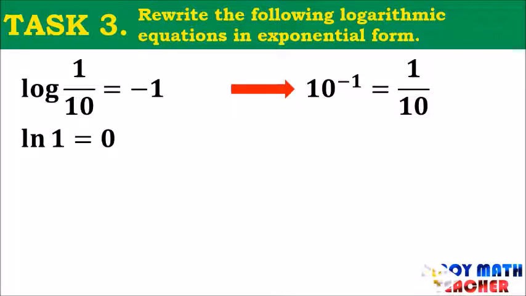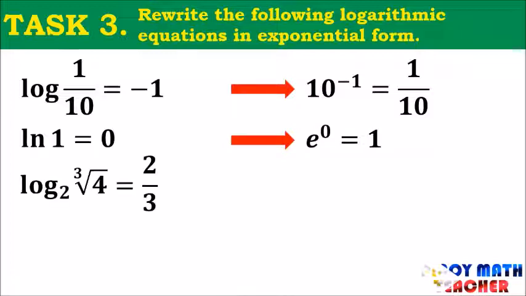So natural logarithm. So ito ay merong base na e. In exponential form, we have e raised to 0 equals 1. So next, logarithm of cube root of 4 with base 2 equals 2/3. So ang base ay 2, ang magiging exponent ay 2/3, at naka-equal ito sa argument natin na cube root of 4. So in exponential form, we have 2 raised to 2/3 equals cube root of 4.